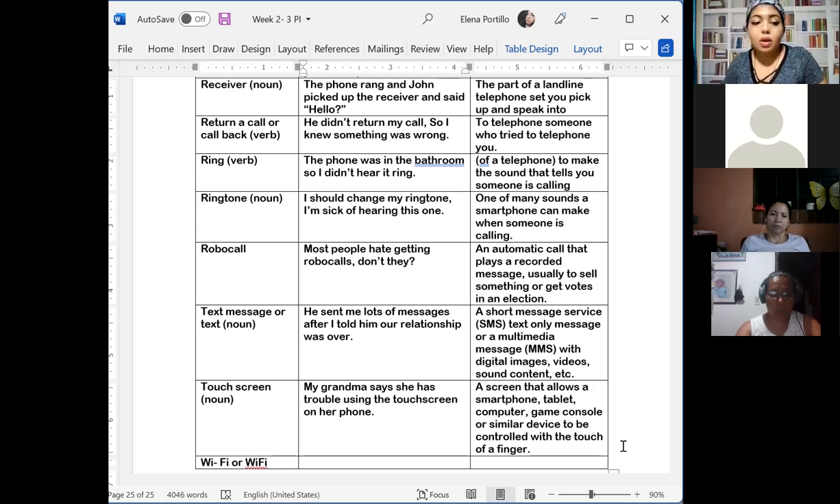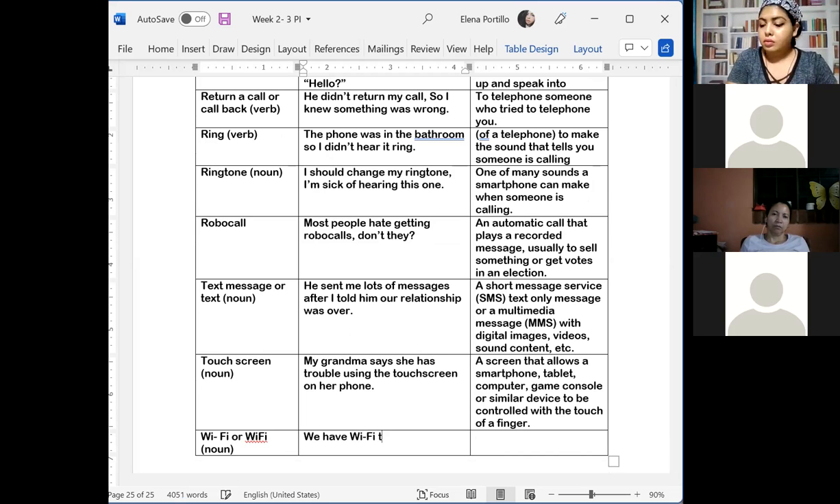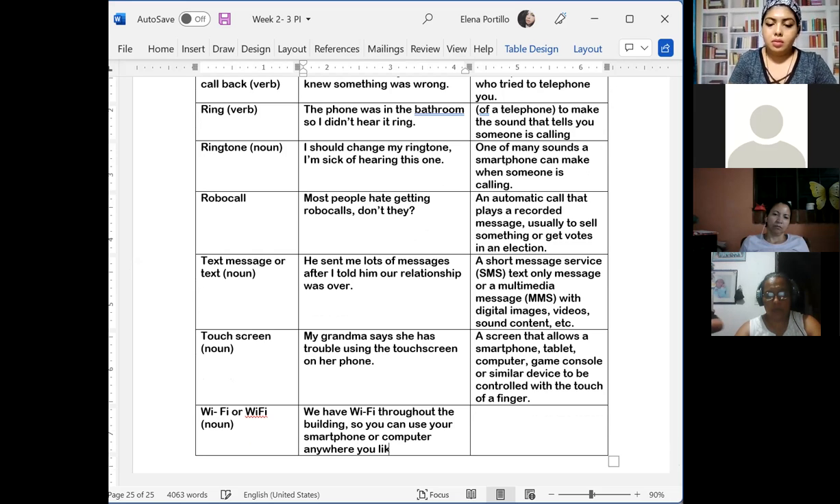So in this case, we have the example. Oh, but first, this is a noun. And we have here the example. And we have here the meaning.